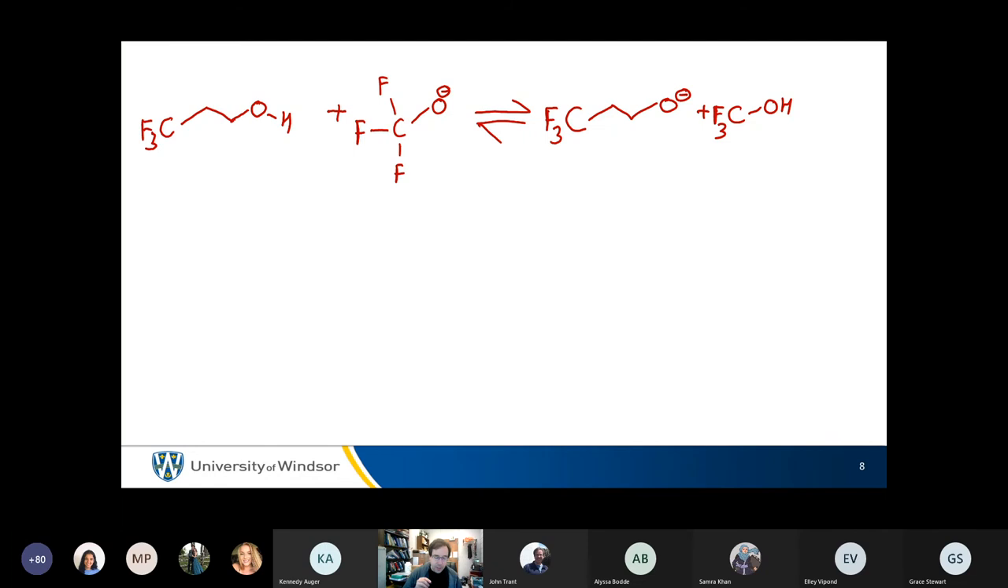Each of these fluorines, going back to that electronegativity lecture that Dr. Hayward covered right up front, dipole moments and things, is pulling electron density out of the carbon. What does that do to the carbon? It makes it delta plus. What does that do? It can pull electron density from the oxygen. What does that do? It makes the oxygen less negative.